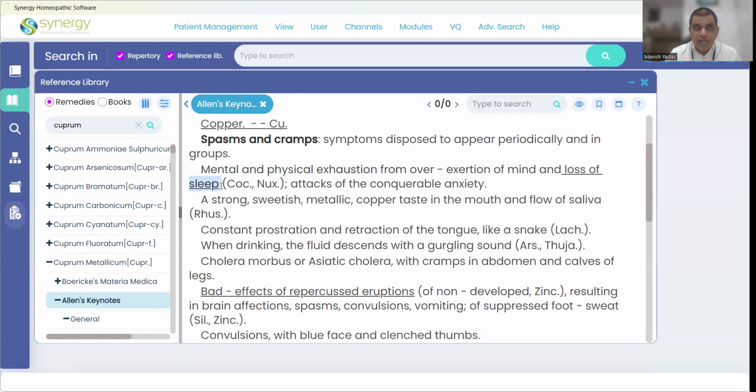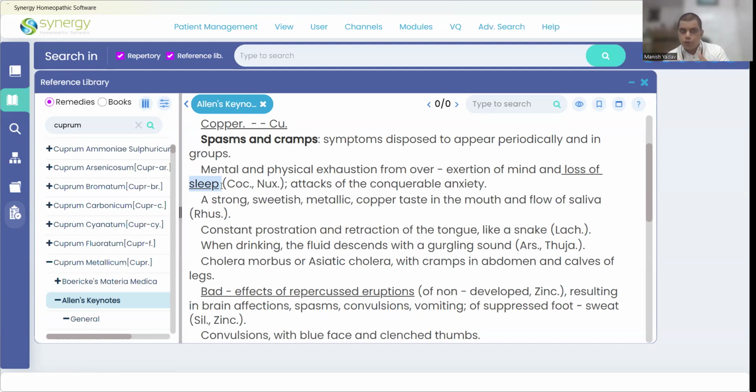So for loss of sleep, the remedies that we always think about are nux vomica and cocculus. Anybody who has done late night duty, late night parties, late night work, and then come up with some trouble, cocculus and nux vomica are the remedies we always think about, and it really helps. But at the same time, another remedy that you can really think of is Cuprum metallicum. Cuprum will also have loss of sleep, some episodes.